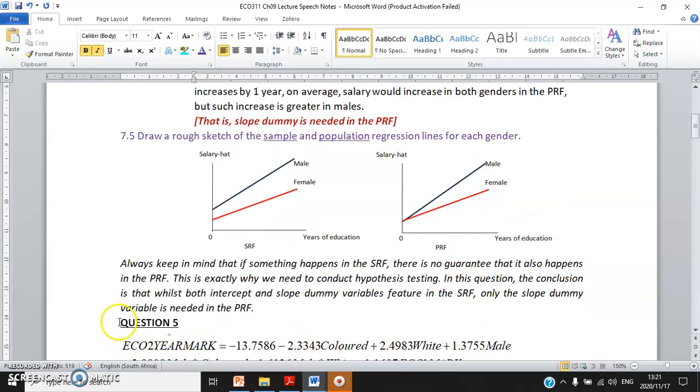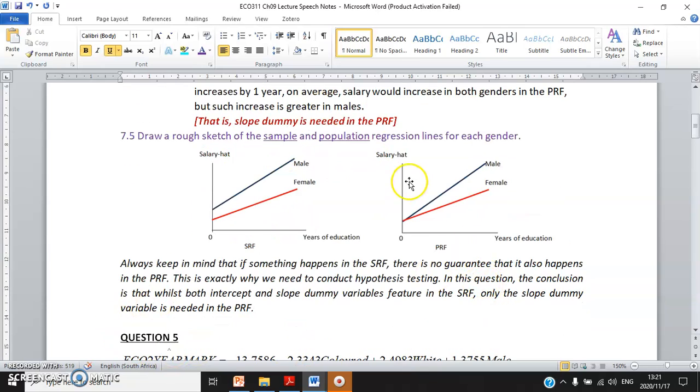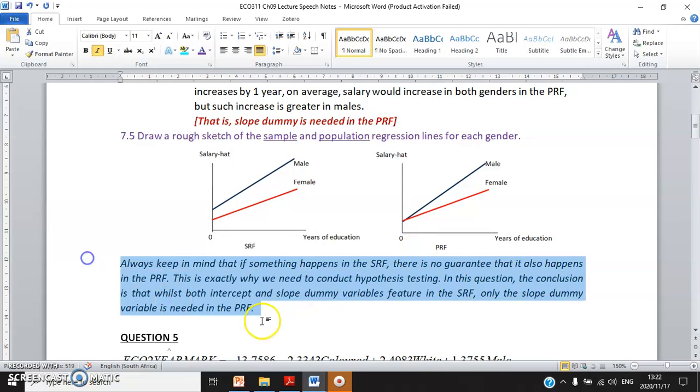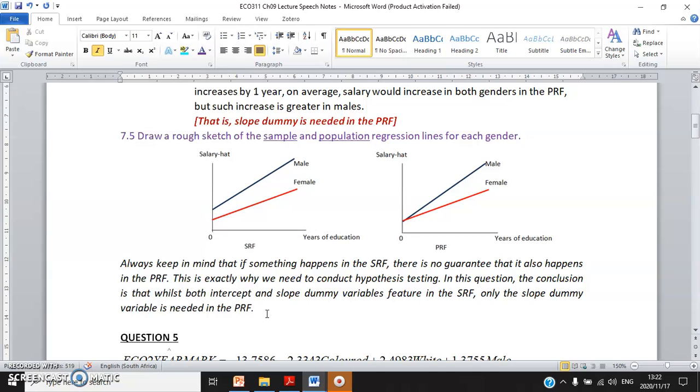So that brings us to the last part, the graphical sketch. For the PRF, we don't need intercept dummy, so there is no gender difference in the constant, but there is gender difference in the slope parameter. So the male line is steeper. So this is the ultimate reminder message. Always keep in mind, if something happens in the SRF, there is no guarantee that it would also happen in the PRF. This is exactly why we need to conduct hypothesis testing.